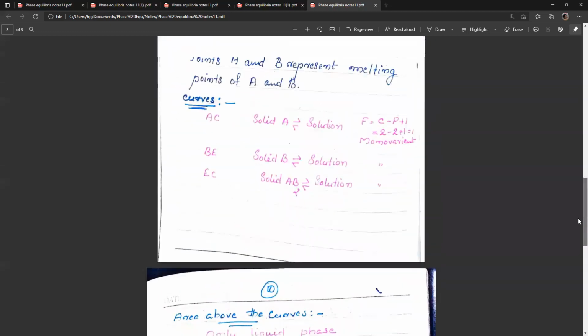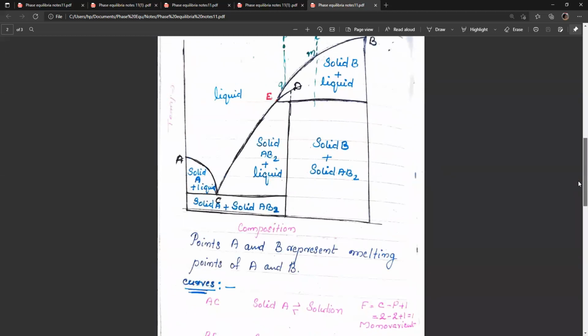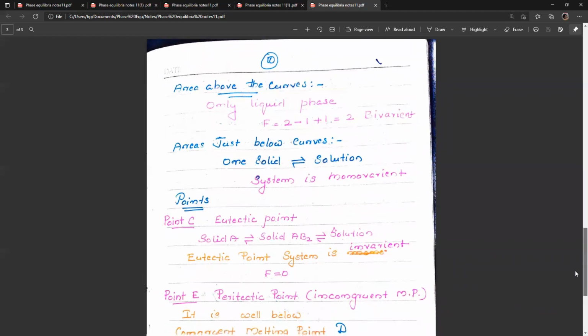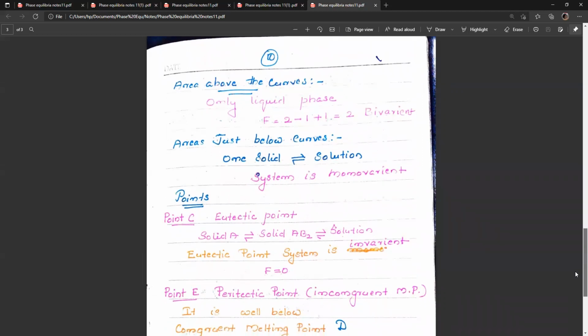And then the points. Point C is the eutectic point, and here the phases in equilibrium are solid A in equilibrium with the solid AB2 in equilibrium with the solution. And this is a eutectic point, and the system is invariant on applying the reduced phase rule.